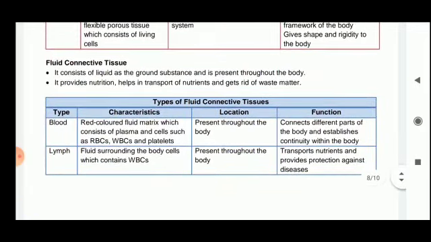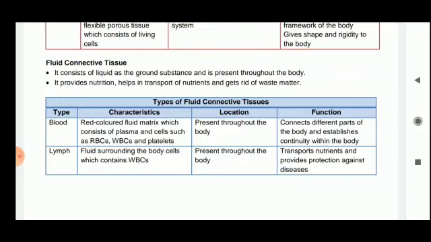Now we move to the third type of connective tissue, which is fluid connective tissue. It consists of liquid as the ground substance, and it is present throughout the body. It provides nutrition, helps in the transport of nutrients, and gets rid of waste matter. Coming to its types, fluid connective tissue is of two types. One is the blood, second is the lymph.